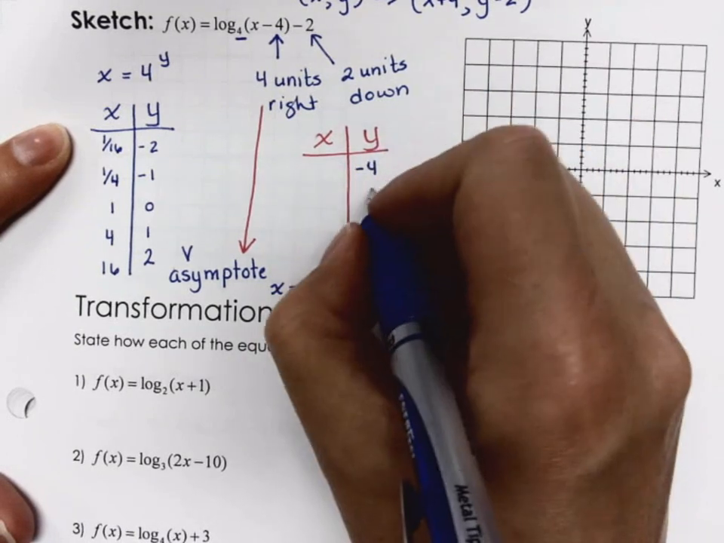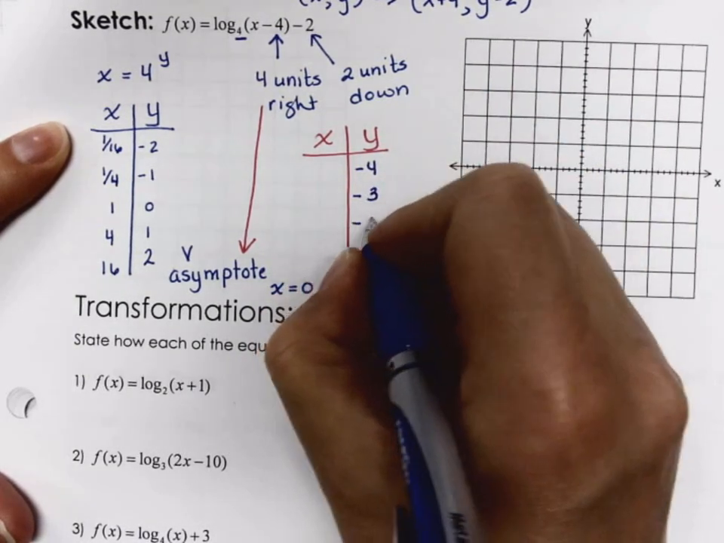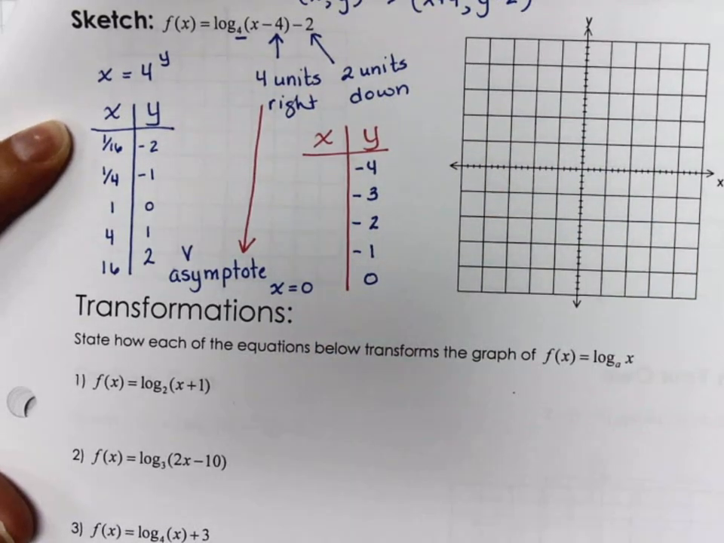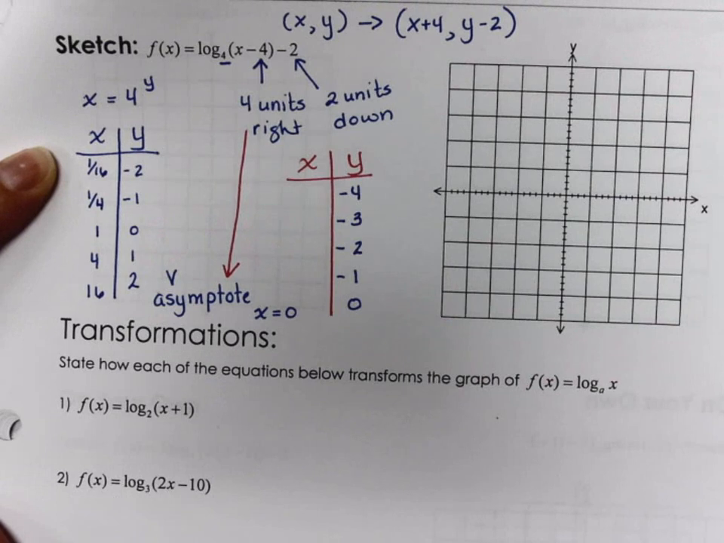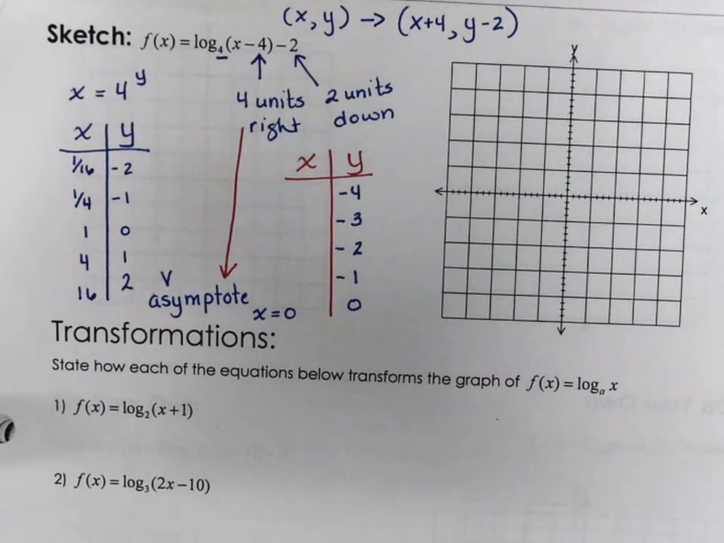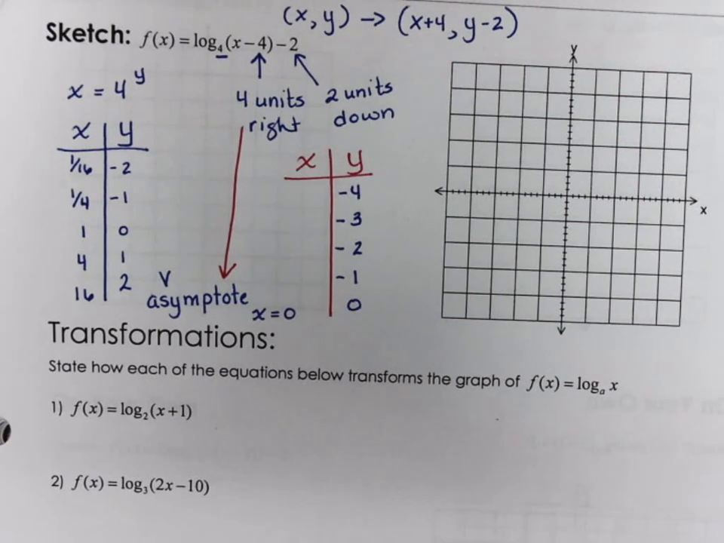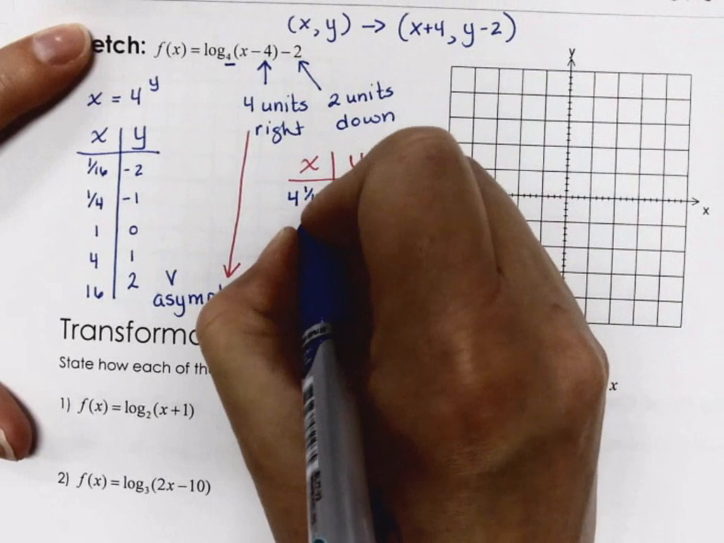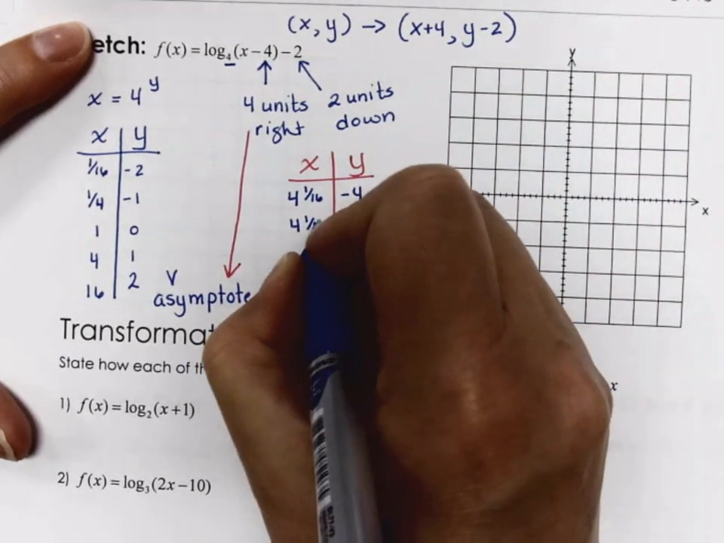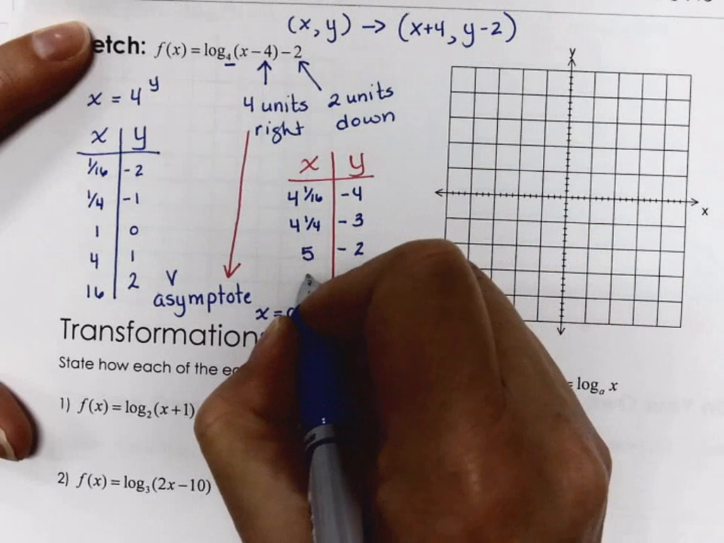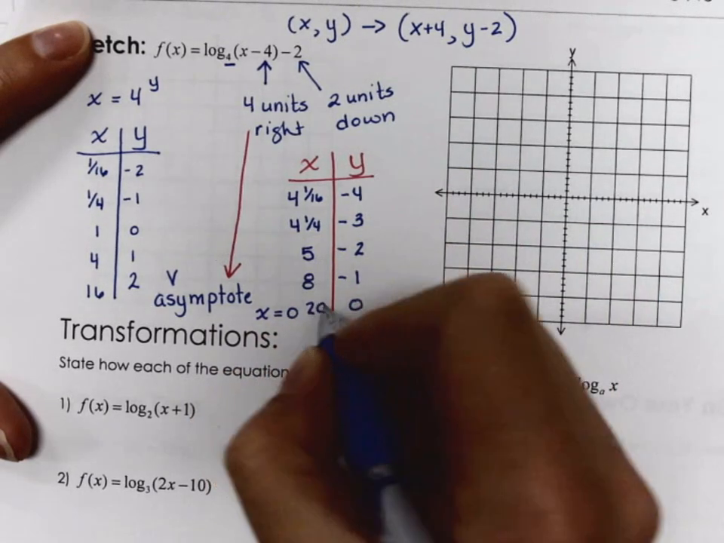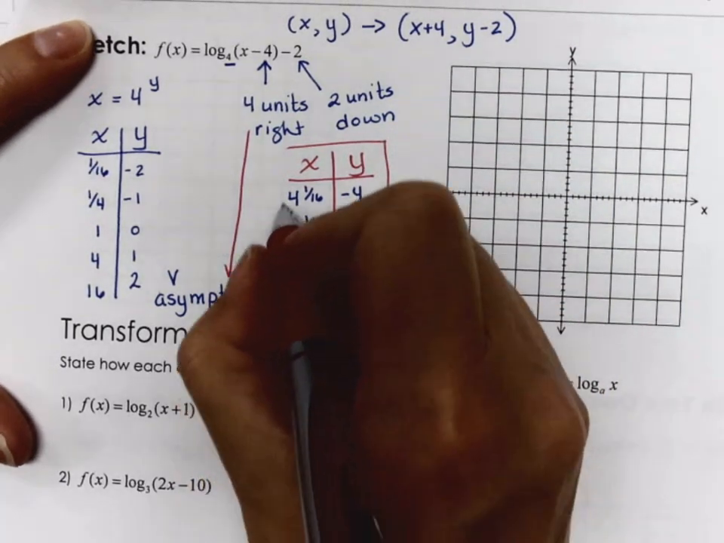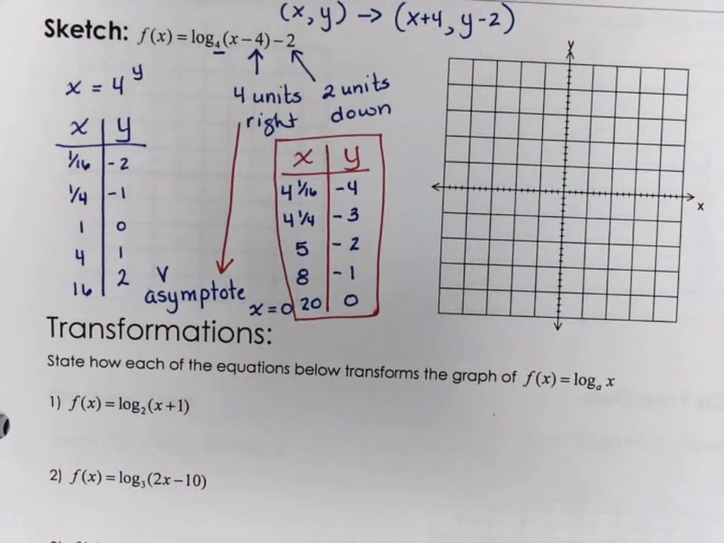I'll do my y's first because they're easy to do. Okay, now we're going to do our x's. And so we're going to add 4 to them. So this is going to be 4 and 1/16, 4 and 1/4, 5, 8, and 20. Just gonna put a box around that just because I'm running into different things there.